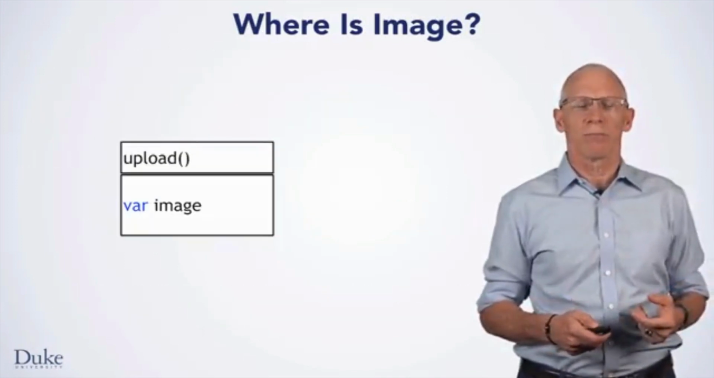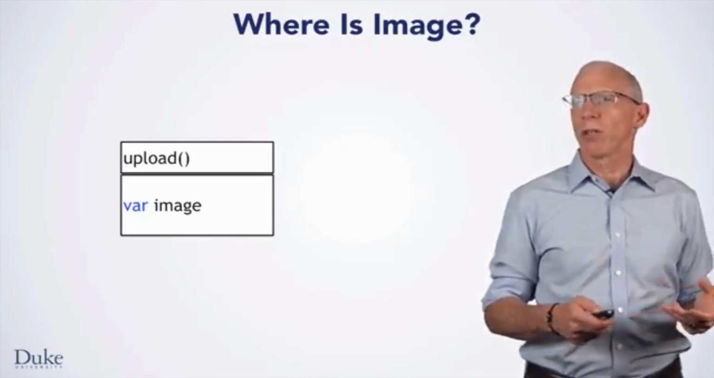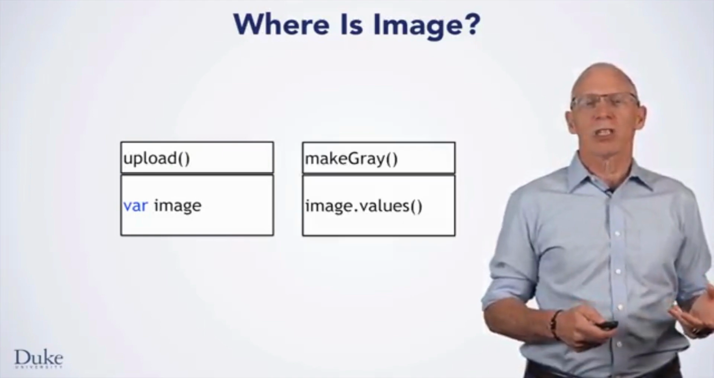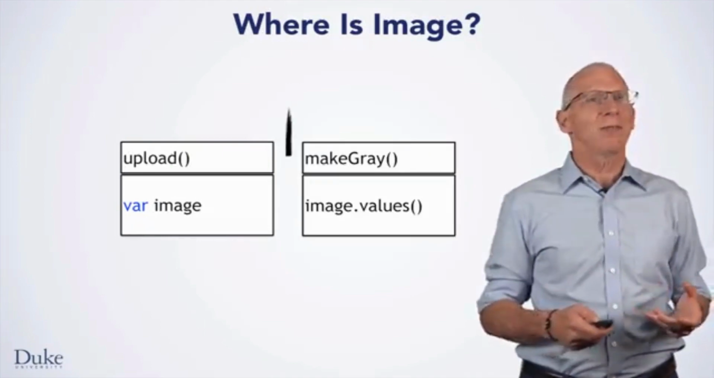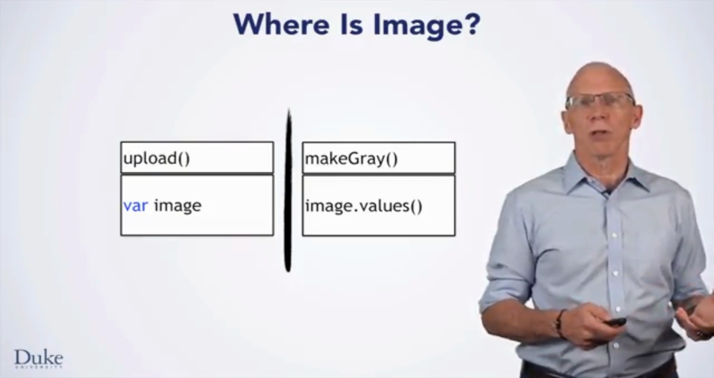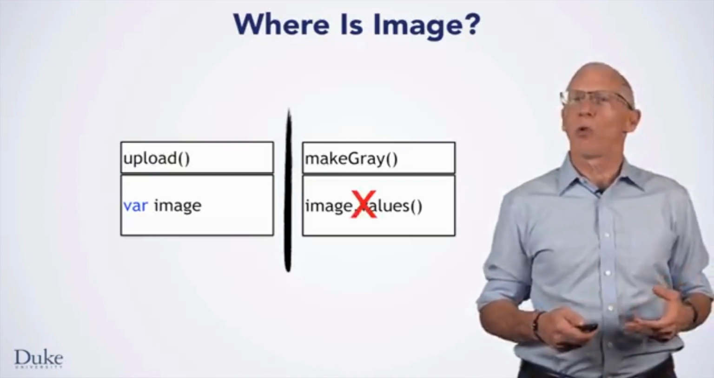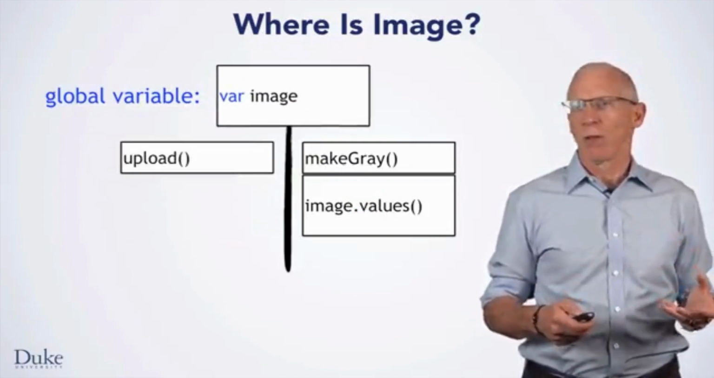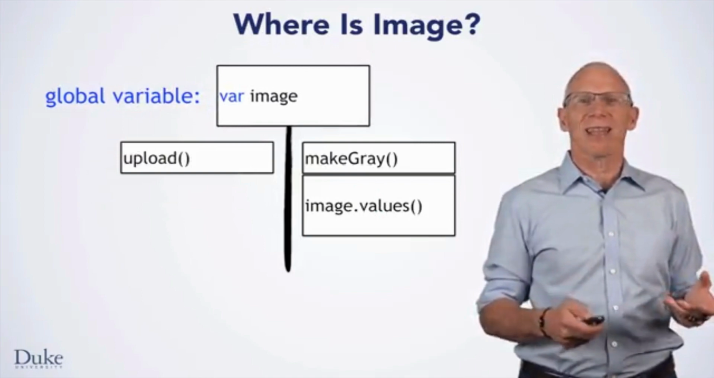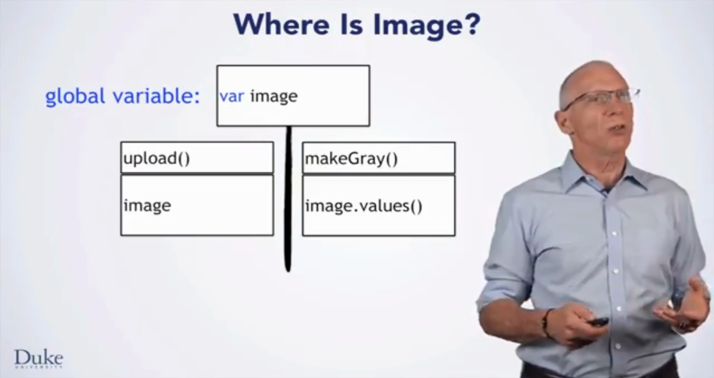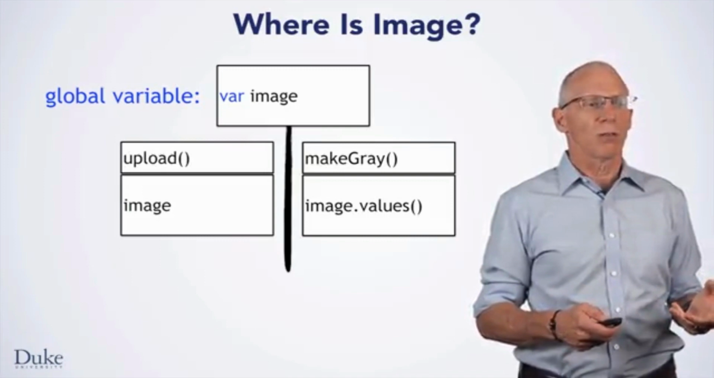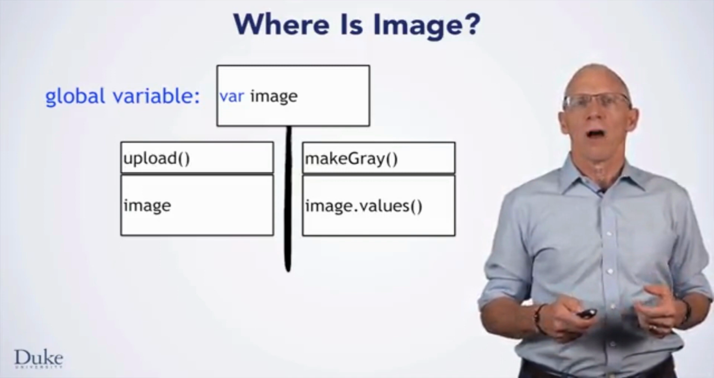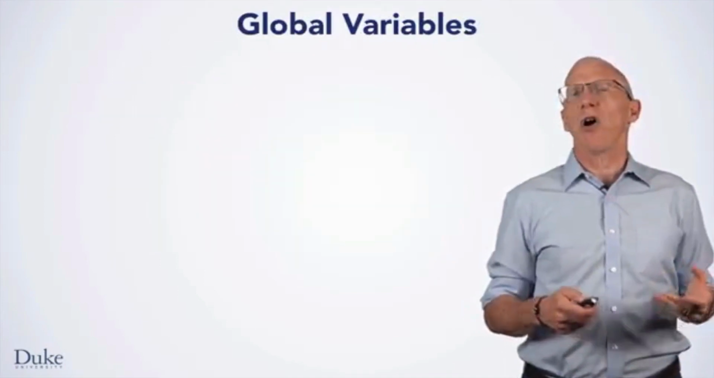Let's solve this problem. Since upload is where the variable image is defined with the var keyword, that means a function like makeGray cannot see variables defined inside the function upload. And image.values will not work. We need global variables for this, so that many functions can access the same variable. We can still use the variable image in the upload function, but without the keyword var. A global variable can be accessed in all functions.